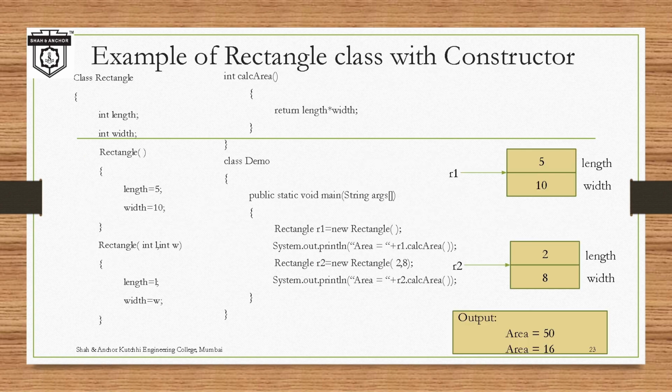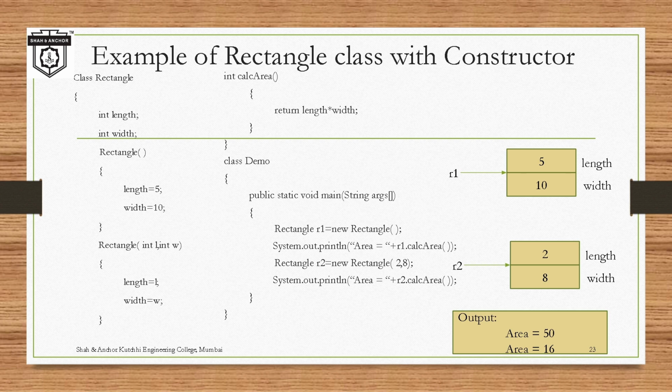Here we can see a very simple example of a Rectangle class. The instance variables defined here are length and width, both integer in our example. We have defined a default constructor Rectangle where length equals 5 and width equals 10. The second constructor is a parameterized constructor, where again the constructor name is Rectangle, and in brackets we are passing two values, int L and int W. We initialize length to L and width to W.